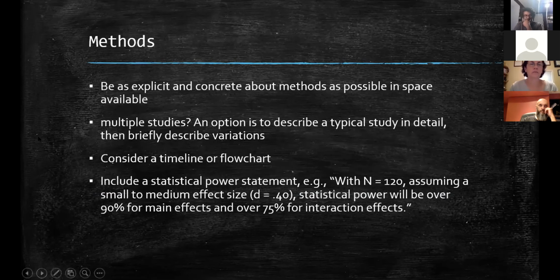A few of the things I was about to say Rachel has already covered, so to be concise, I'll skip over those. Method: be as explicit and concrete as you can in the space that you have available. One of the differences we've seen between more successful and less successful applications is a specific, explicit, concise description of what you're actually going to do in your research.